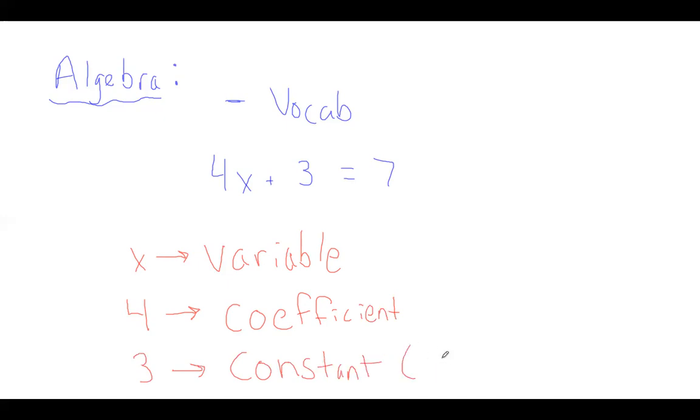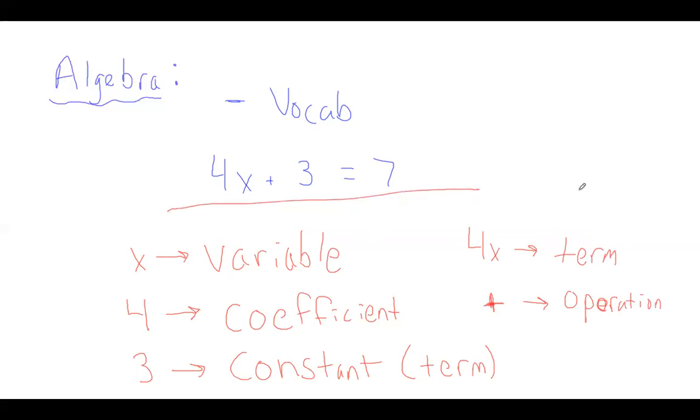It's also one of the two terms, right? And 4x is the other term. And addition is the operation. That's an E. Great. And this whole thing we call an algebraic expression.